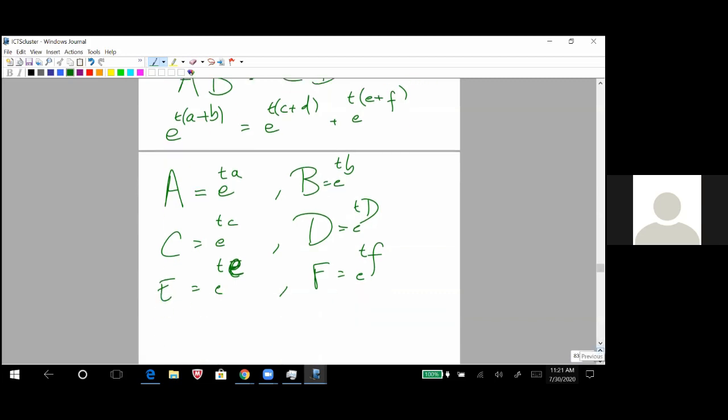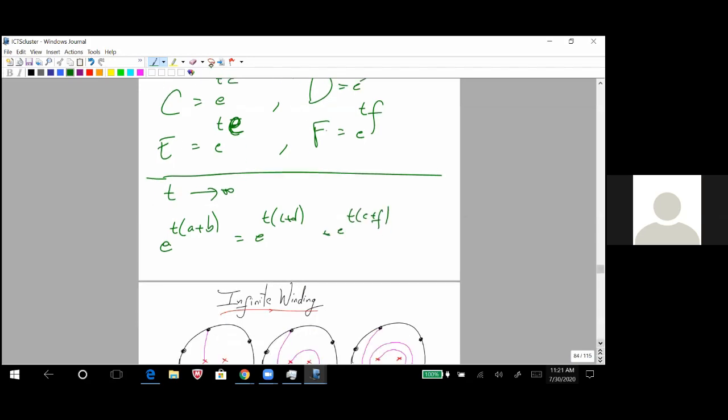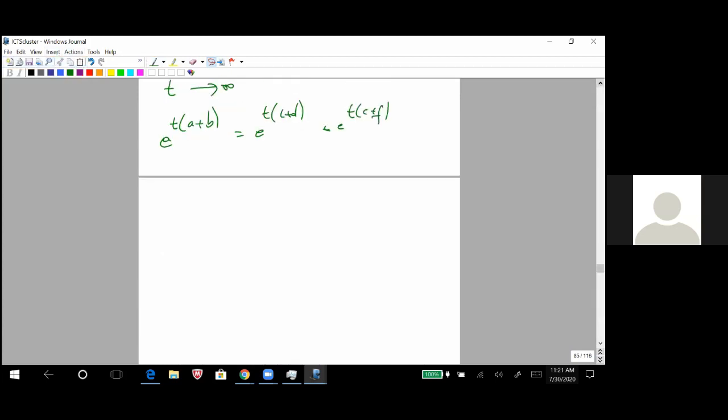Okay, and so now imagine what happens as t goes to infinity. And as t goes to infinity, this equation simplifies. Let me just write it again. This equation, e to the t (a plus b) equals e to the t (c plus d) plus e to the t (e plus f), simplifies, and what I get is that a plus b is equal to, well, it just depends who is bigger, c plus d or e plus f. So whichever is bigger, a plus b is equal to the max of c plus d and e plus f.